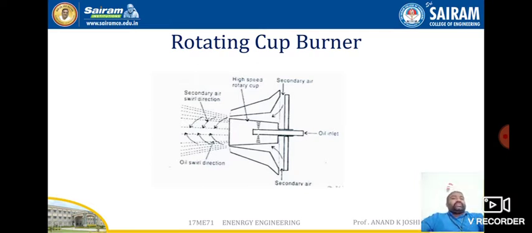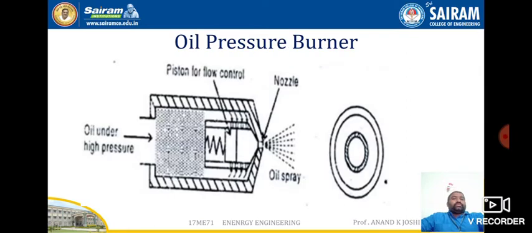Next we will discuss the oil pressure burner. This is also called a mechanical burner. The construction of a typical oil pressure burner is schematically shown. So in this burner, what happens?